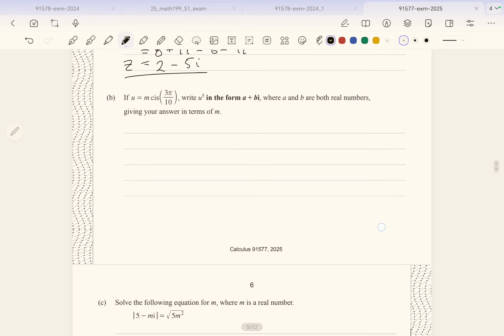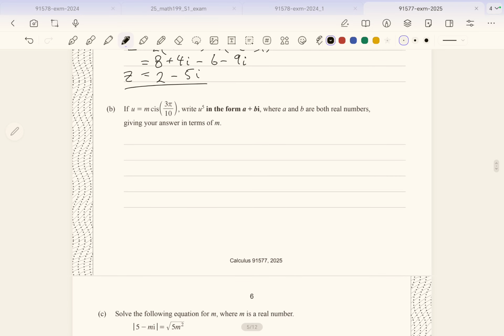Moving on to part B, we're given that u is equal to m cis 3 pi on 10, and we have to find u to the power of 5 in the form a plus bi. This original expression for u is known as polar form, and a plus bi is known as rectangular form. And we have to find a way to express u in rectangular form.